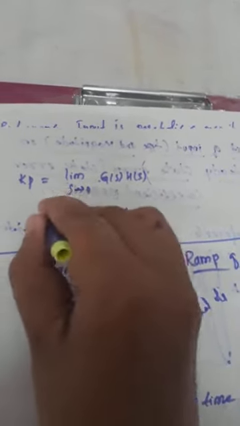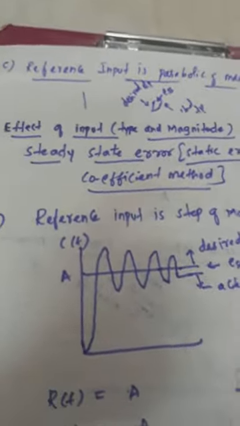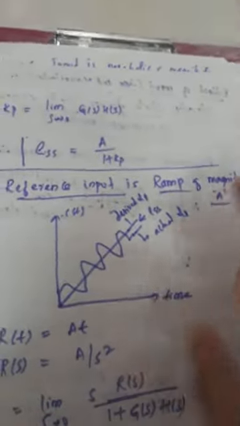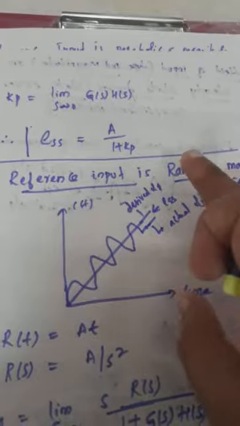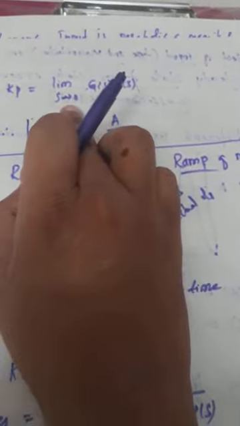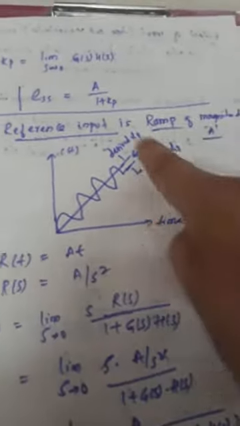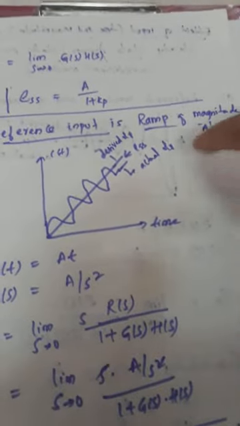This is for reference input that is a step of magnitude A. So for the positional error coefficient, ESS is equal to A divided by 1 plus Kp, where Kp is equal to limit S tends to 0 of G of S into H of S. The second thing is reference input is a ramp of magnitude A.